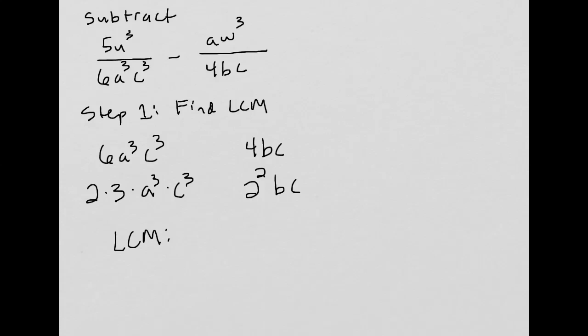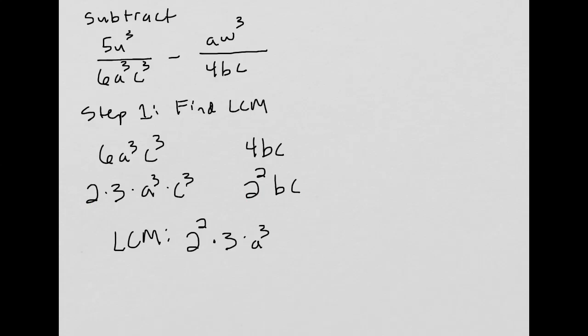So one of the factors that I notice is that they both have a 2 factor. So I've got a 2 to the first here, a 2 to the second here, which means my least common multiple has to have a 2 squared in it. It has to take the highest power of any common factor. What are some other factors? Well, it's got to have a 3 in it. It's got to have an a cubed.